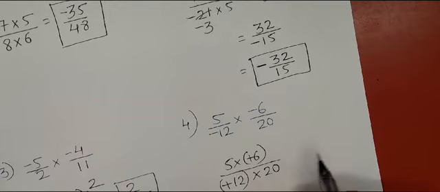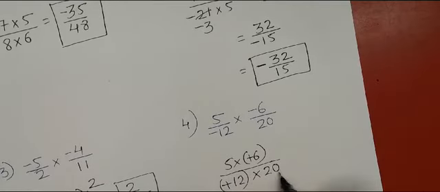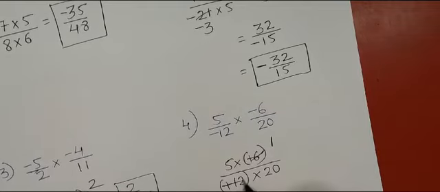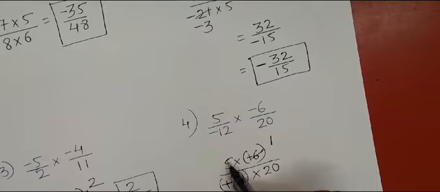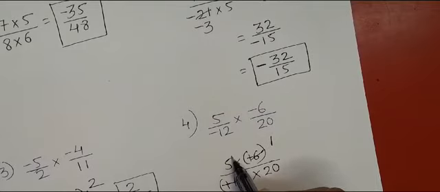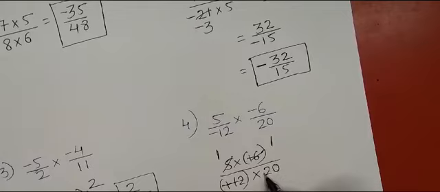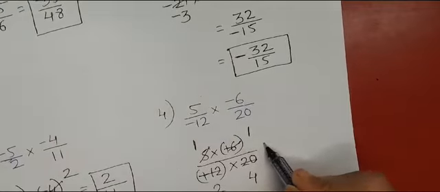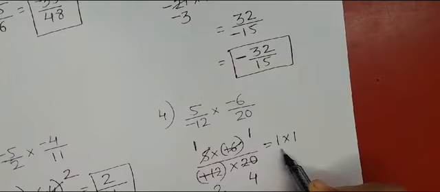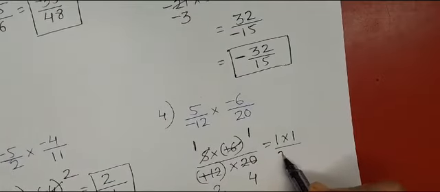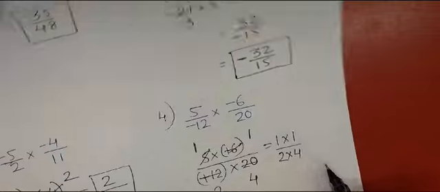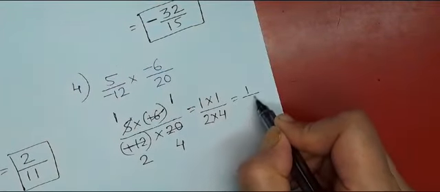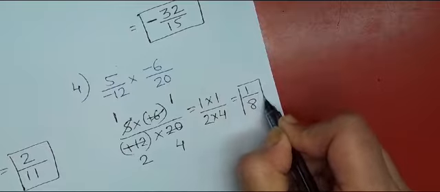Now here we find a common factor 6. 6 times 1 is 6 and 6 times 2 is 12. Now here one more common factor, 5 times 1 is 5 and 5 times 4 is 20. So after cancellation we are left with 1 times 1 in the numerator and 2 times 4 in the denominator. So 1 by 8 will be our final answer.